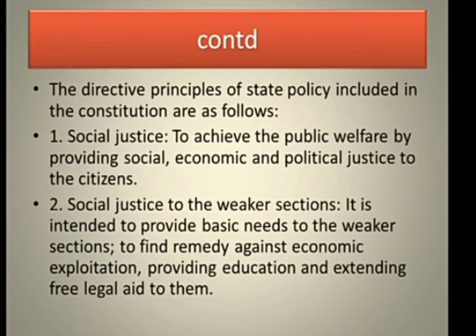Next, the directive principles of state policy included in the constitution are as follows. First, social justice. Social justice means to achieve public welfare by providing social, economic and political justice to the citizens. Next one is social justice to the weaker sections. According to this, basic needs are provided to the weaker sections, a solution is found for economic exploitation, and education and free legal aid are extended to the weaker sections.